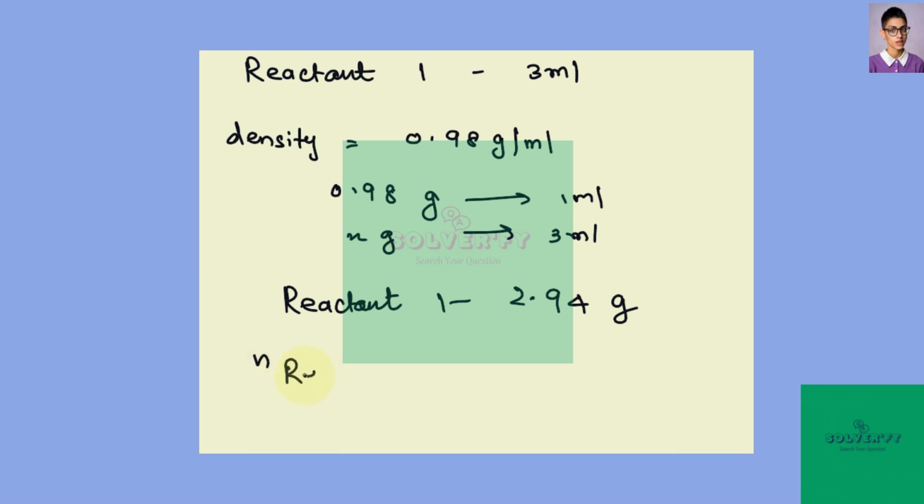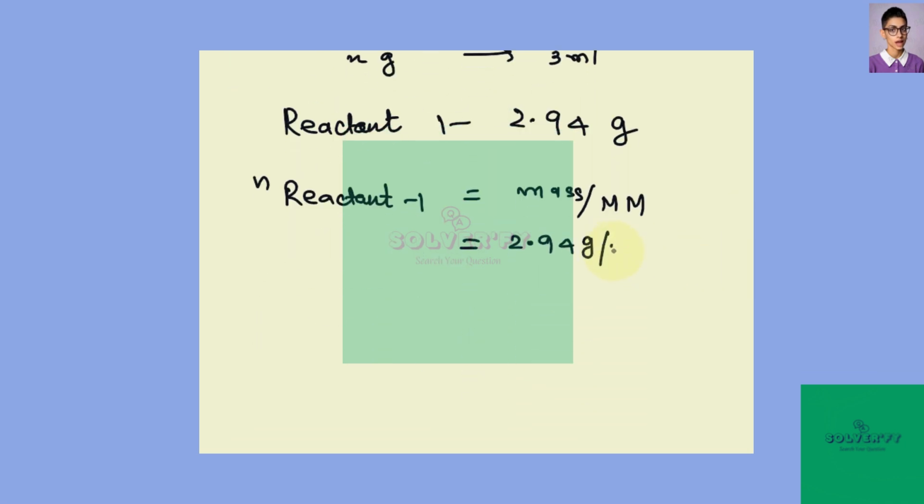Using this information, we will calculate the number of moles of reactant 1. The number of moles of reactant 1 is its mass divided by its molar mass. Its mass is given as 2.94 gram and its molar mass is given as 121.2 gram per mole. Calculating this, we have number of moles of reactant number 1 equals 0.0242 mole.